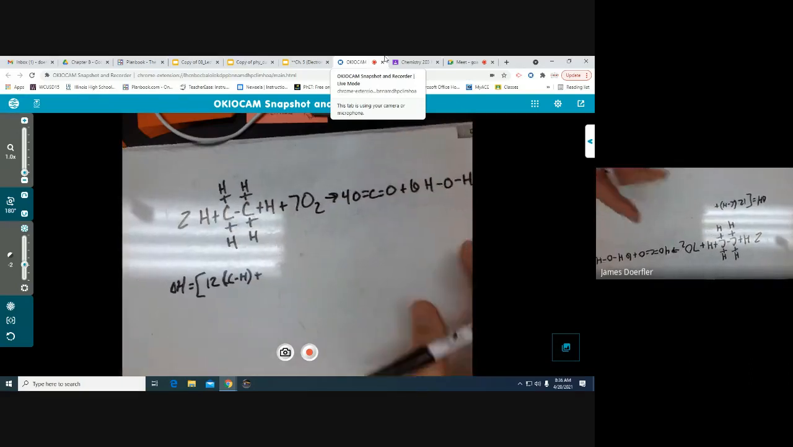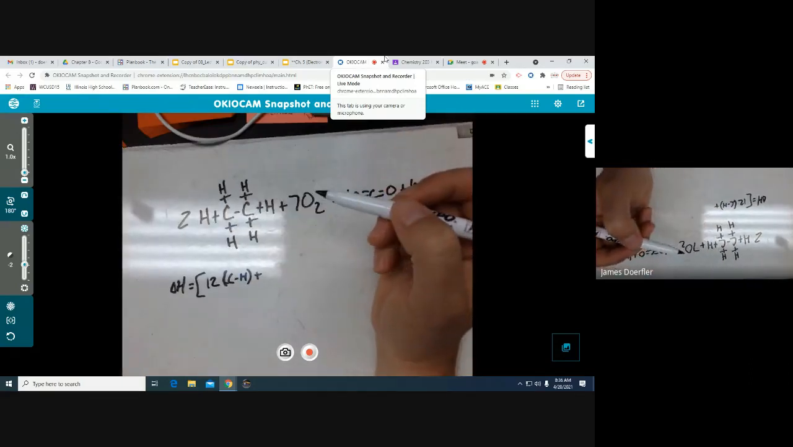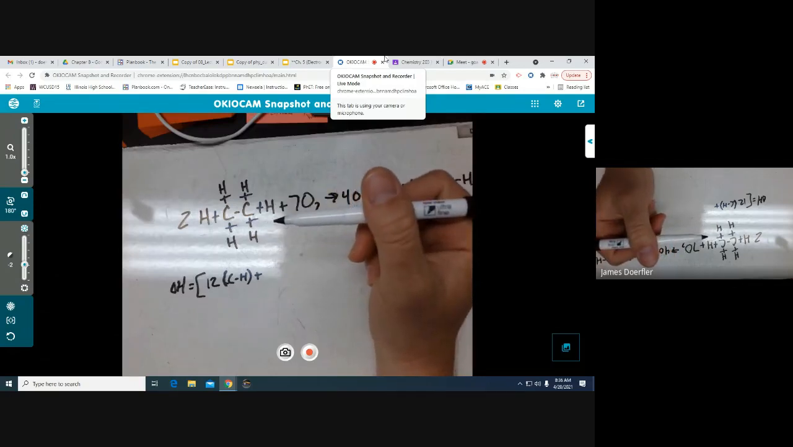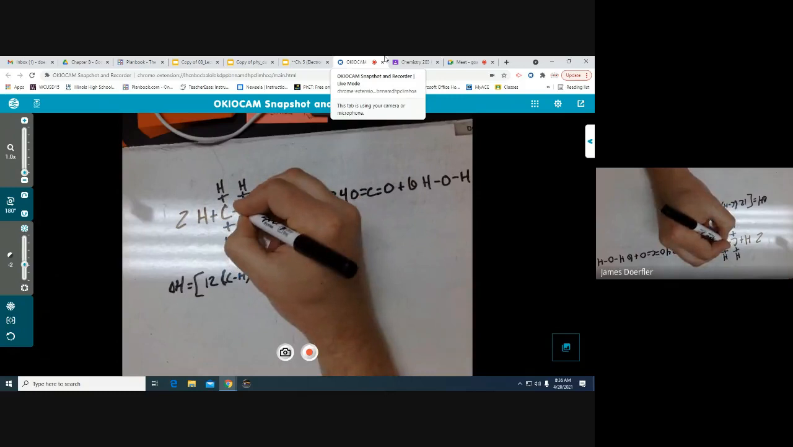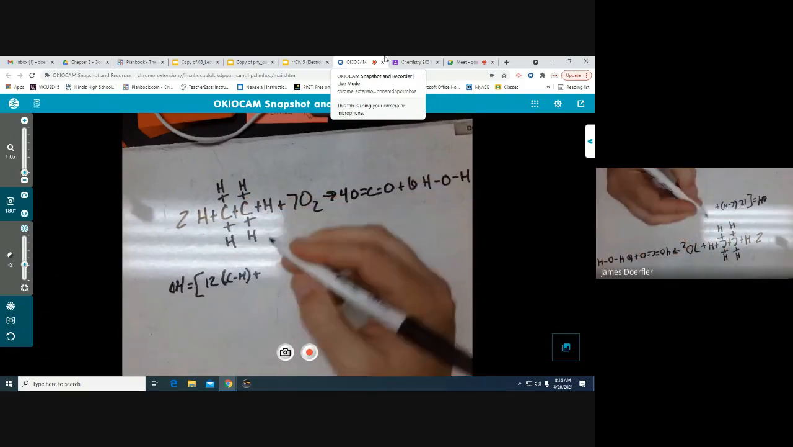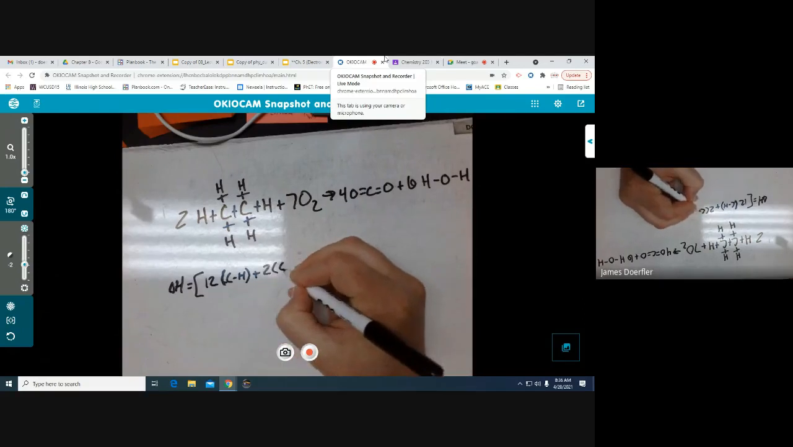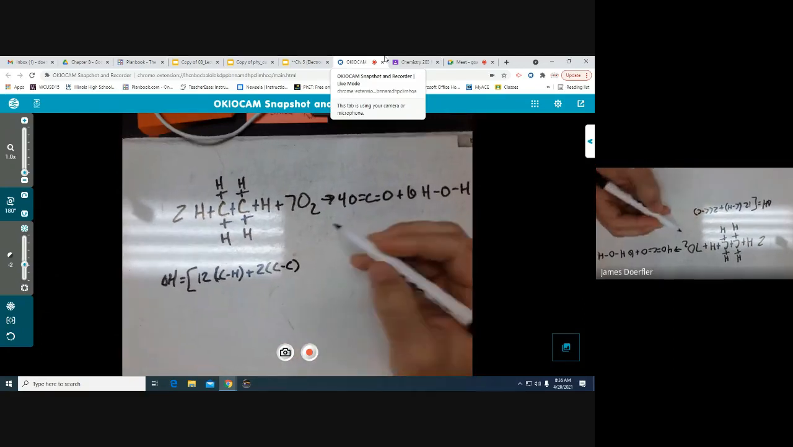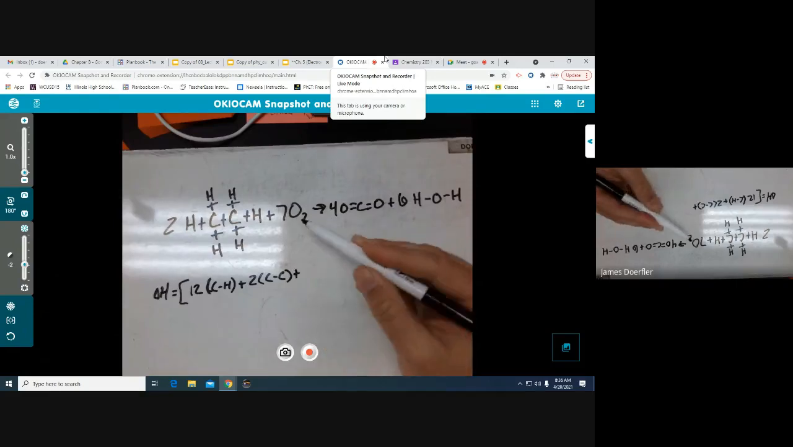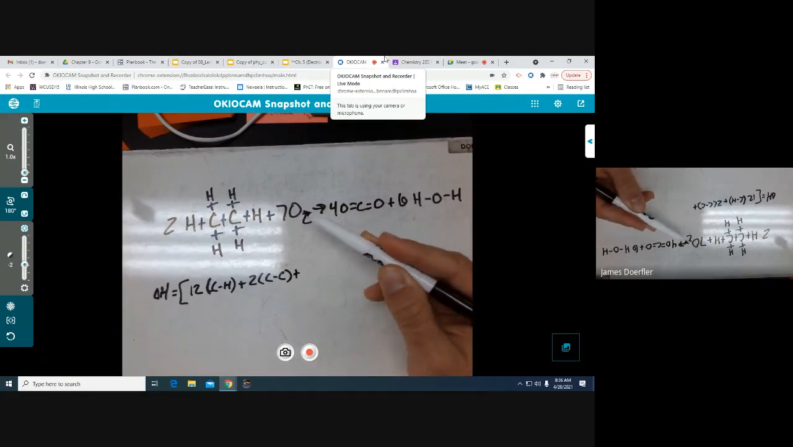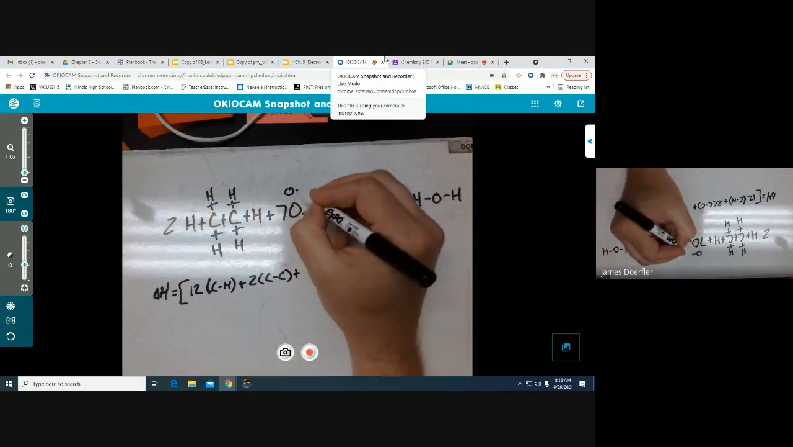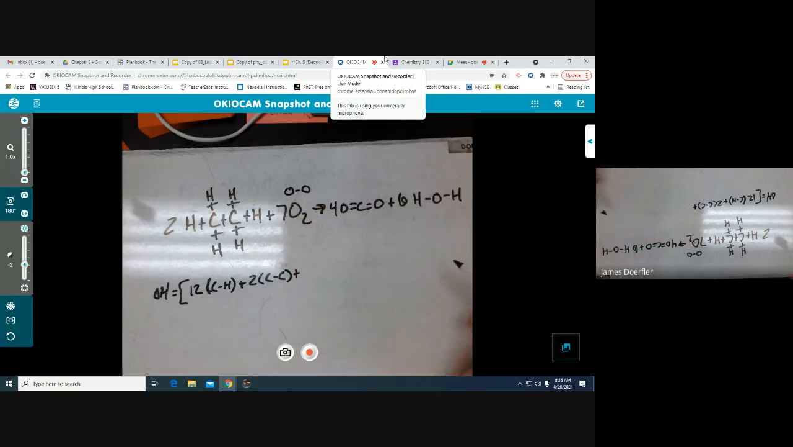Plus, is there another bond that needs to be broken in this molecule before I move on to the next? Carbon to carbon. And again, there are 2 of those. So 2 times a carbon to carbon. And we've got one more. We've got oxygen to oxygen. Basically that. Single bond.